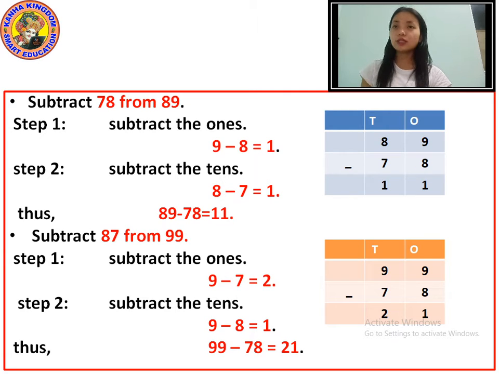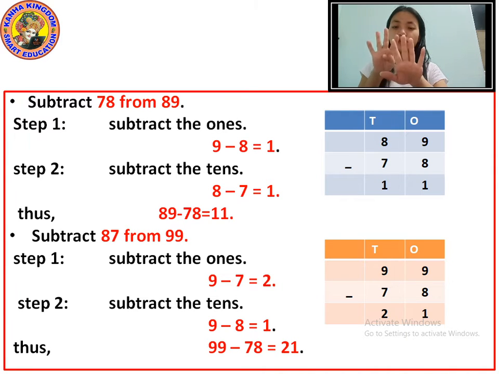8 is a digit which is present in tens place, right? So from 87 we come to know that 8 is a digit present in tens place. So we have to subtract 8 from 9. See, this is 9. So 1, 2, 3, 4, 5, 6, 7, 8, 9. So this is 9, and we have to subtract 8 from 9.